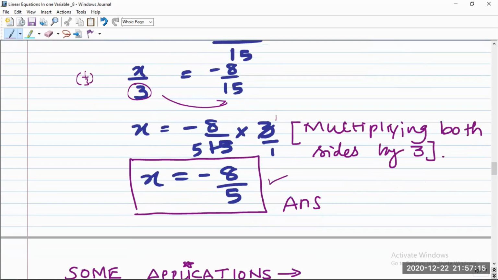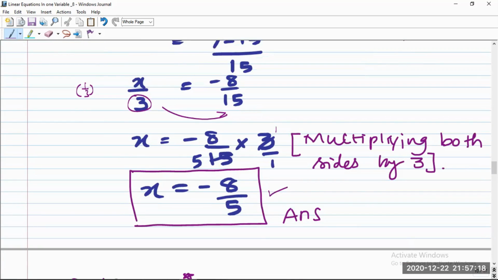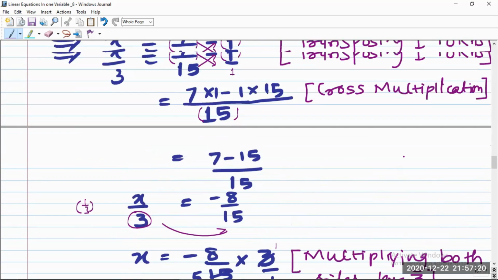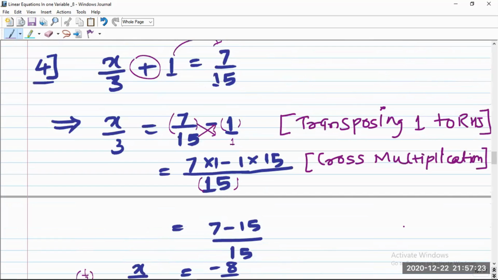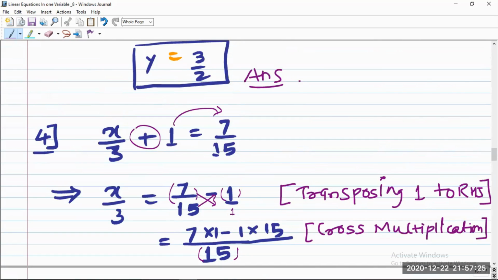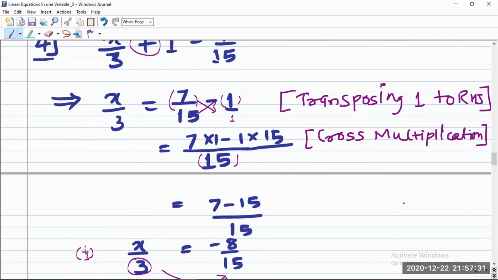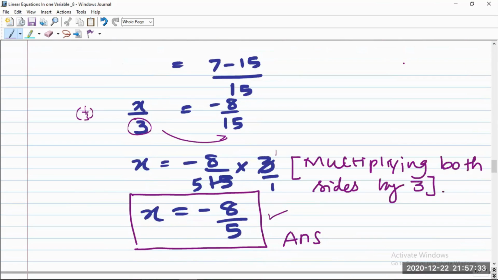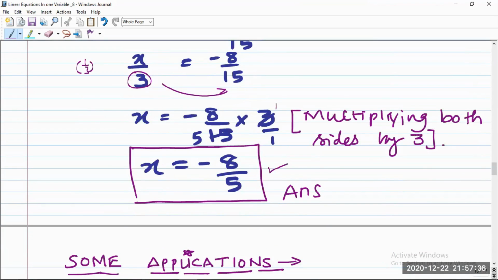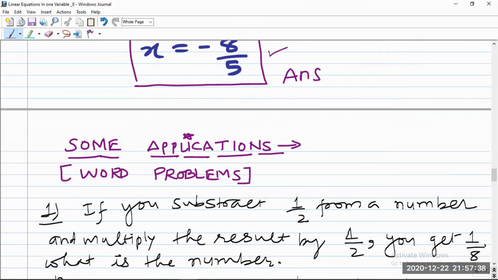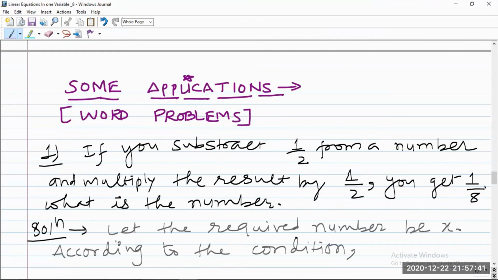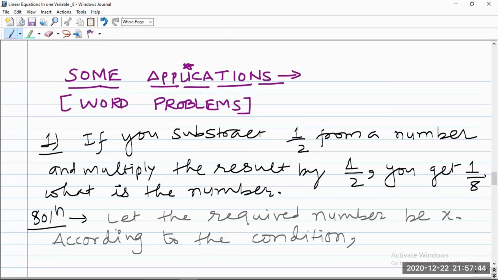Now students, after solving these examples, we have some application of this linear equation in one variable, or the application to solve such equations in which the variable is on the left side and the constant is there on the right side. So let us solve a few more examples in this application. Some applications is nothing but the word example. You will be given some word example, we need to first convert or express it in a linear equation in one variable form, and then solve it by the usual method. Let us see the first example.